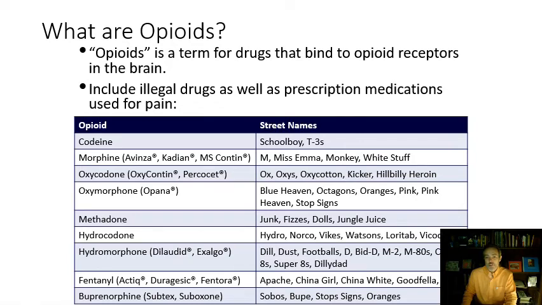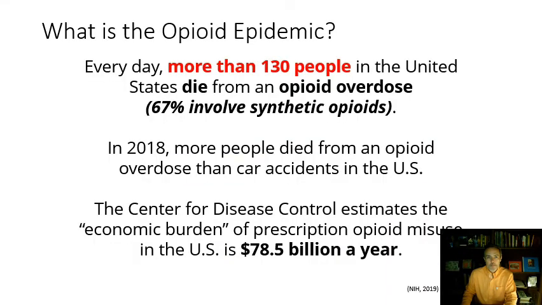What is the opioid epidemic? Well, every day, more than 130 people in the United States die directly from an opioid overdose. 67% of those deaths involve a synthetic opioid like fentanyl. In 2018, more people died from an opioid overdose than car accidents in the United States. The Centers for Disease Control estimates the economic burden of prescription opioid misuse in the U.S. to be around $78.5 billion a year.